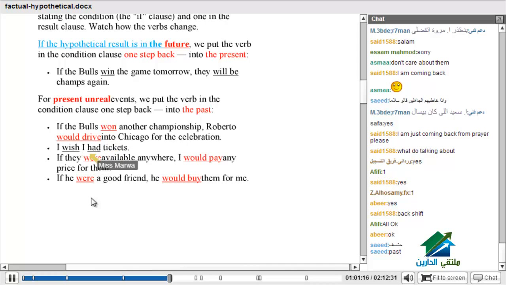Let's have another one. I wish I had tickets. كنت أتمنى but actually I don't have. This is present, a situation in present.